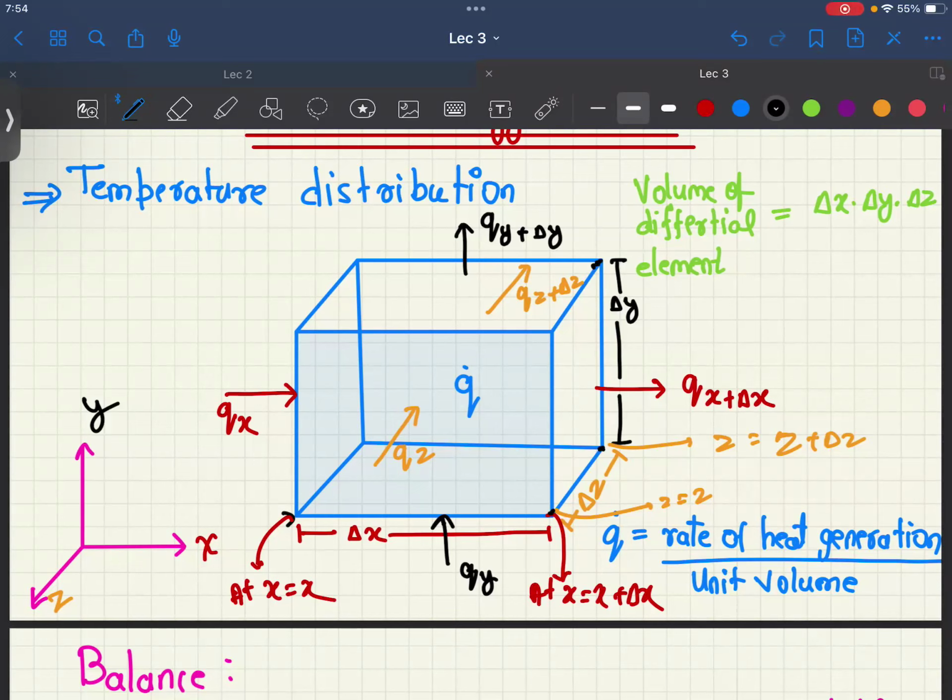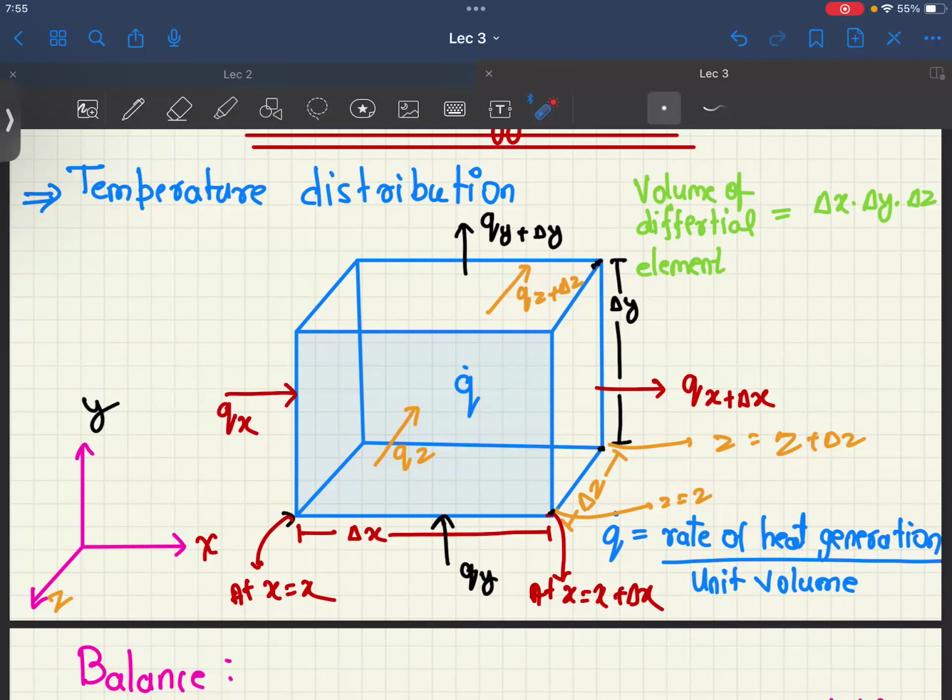So what is the amount of heat which is coming to this surface? Okay, so the heat coming to this surface is qx. Okay, so it comes in from here and goes out from here. And the amount of heat which is going away, leaving this surface, is let's say q of x plus delta x. Okay, similarly the amount of heat which is going to come at this surface is qy, and which is going to leave this surface is q of y plus delta y. Similar would be for z. The heat coming to this surface is qz, and the heat leaving from this surface is q of z plus delta z.